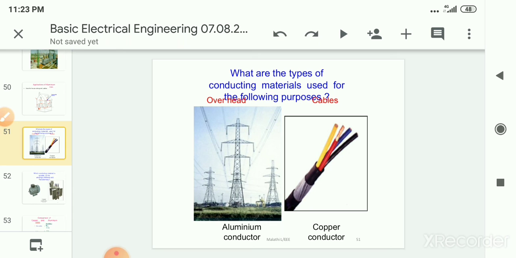These are all the things we observed in this video. In overhead systems, we use aluminium conductors, as we have already seen. In some areas, on the roadway or bus, we see overhead systems and towers, and there we use aluminium conductors. In our houses we use some wires. If we cut the wire, what is the material inside? Copper.